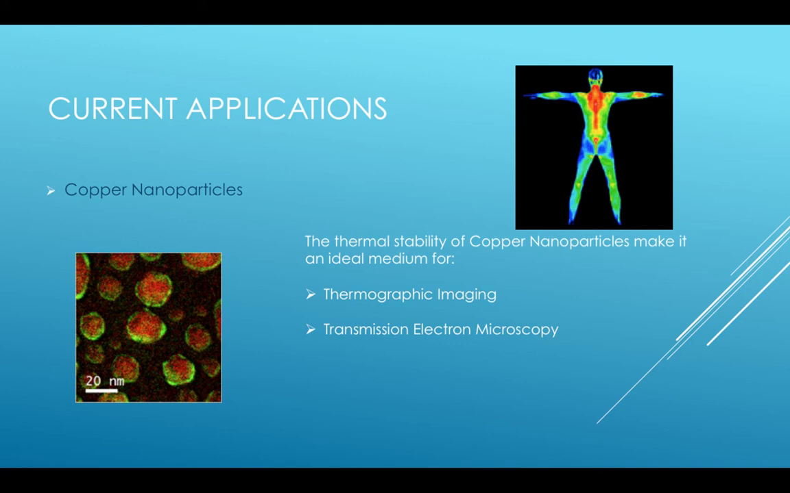Copper nanoparticles, whilst very similar to iron oxide and many other metallic nanoparticles, have a high thermal stability, making it the most ideal medium for thermographic imaging and transmission electron microscopy. In thermographic imaging, this is utilized in the detection of radiation via infrared imaging, whilst transmission electron microscopy will detect the cellular interactions within each specimen.